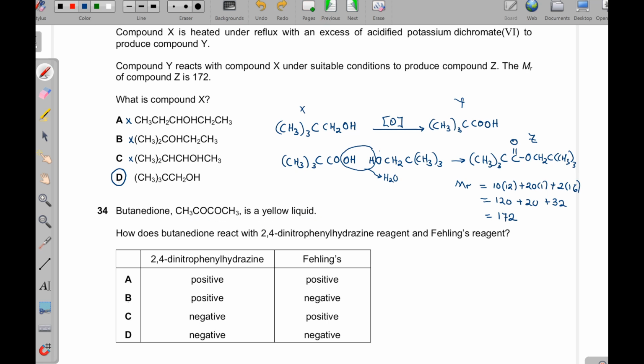Question 34. Butanedione is a yellow liquid. So dione, that is CH3, then C, we have a carbonyl here, and then there is another one also here, and then a CH3 here.